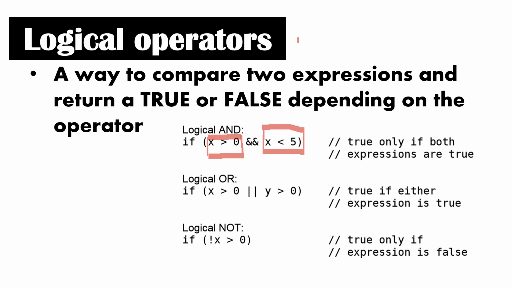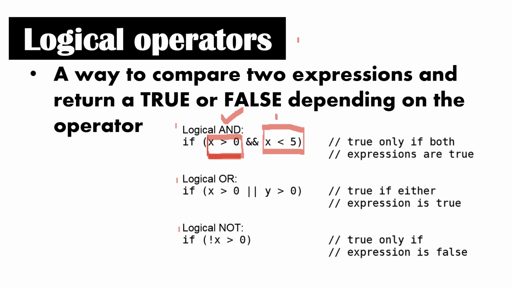And you have three types of logical operators. You have your logical AND, your logical OR, and logical NOT. So if you have a logical operator AND, then you have two conditions that must be met.